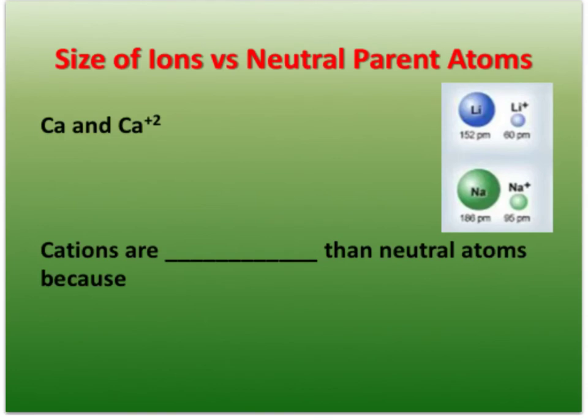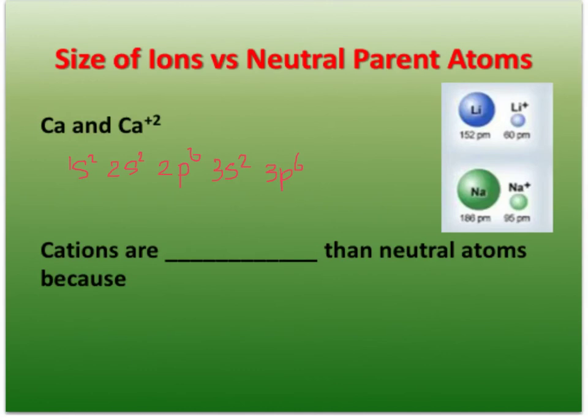So if we compare the size of ions to their neutral parent atoms, let's look at calcium and the calcium ion. Calcium has an electron configuration of 1s2, 2s2, 2p6, 3s2, 3p6, 4s2. Now, to form its ion, it's going to lose 2 electrons. So it loses the 4s2. Notice we've lost an energy level.